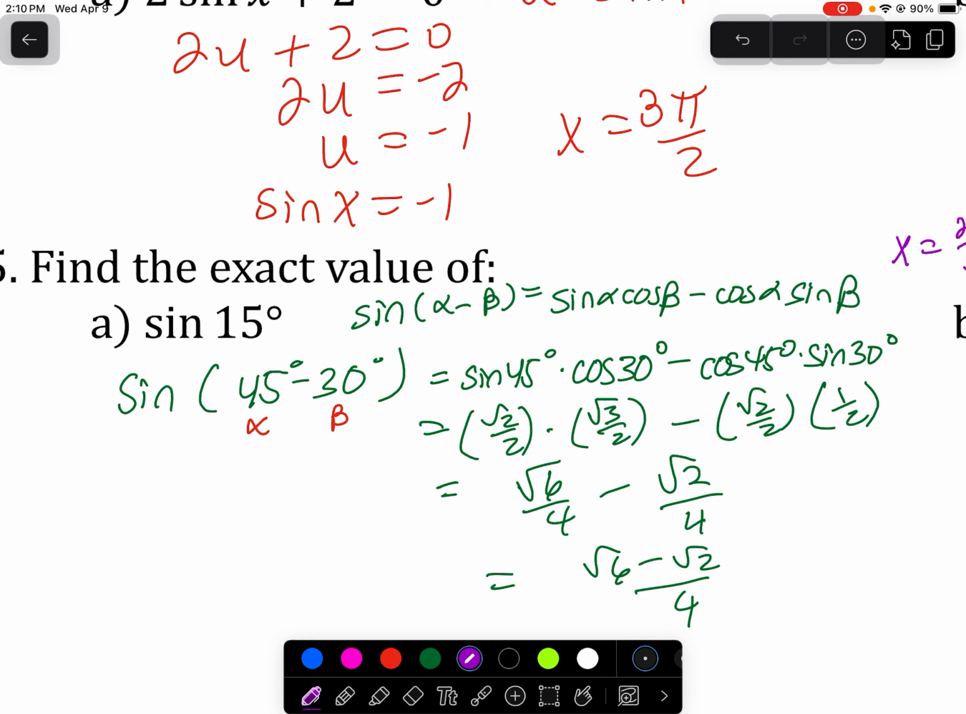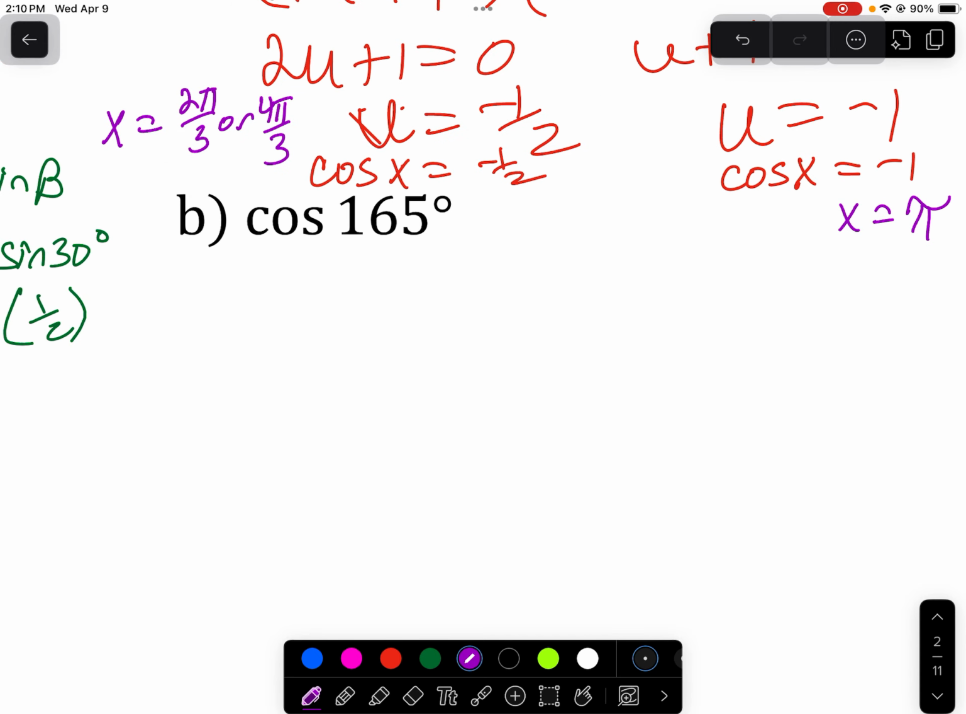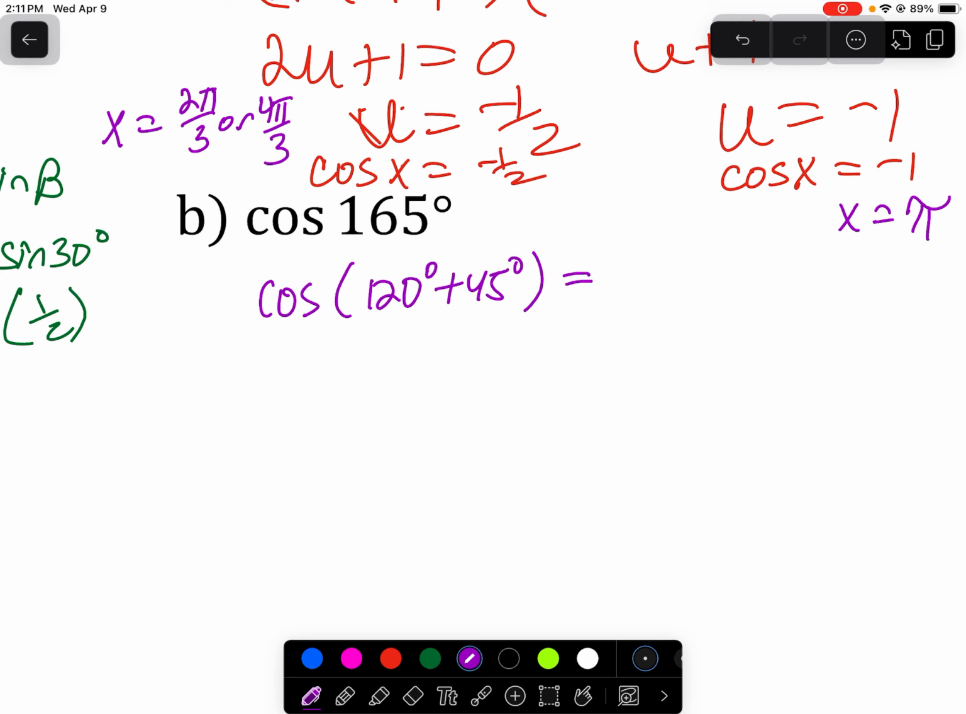Next, let's do our last example, and then make sure you turn this in. The cosine of 165 is not on our unit circle, but we can find some things that add up. If it ends in 5, I subtract 45 and see what happens. 120 plus 45 is 165. Both of those values are unit circle values. Now the formula I'm going to be using is the cosine sum formula, alpha plus beta.